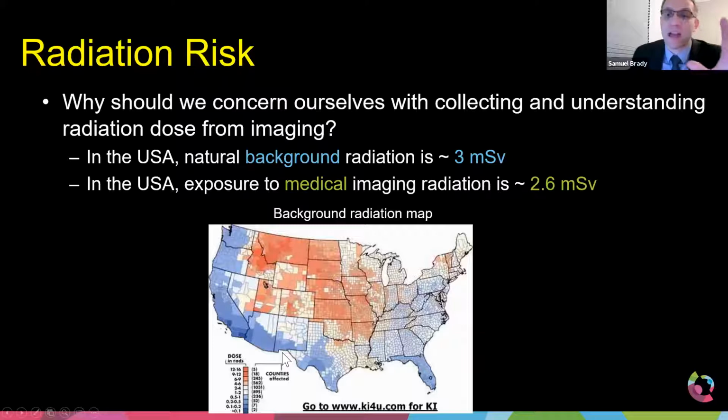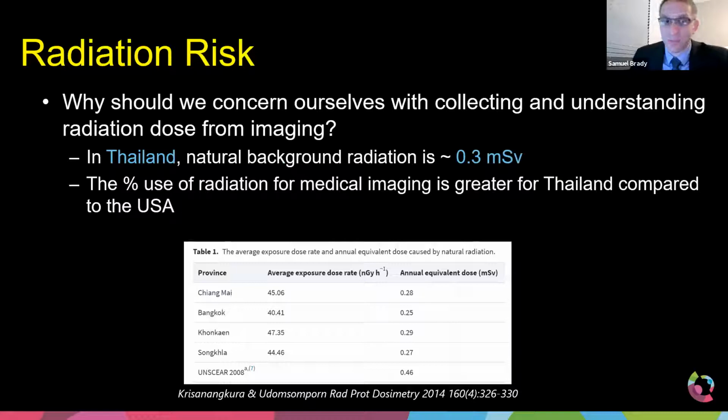So compare that to the average amount of radiation our medical population receives. In the US, it's about 2.6, so on average about a 1-to-1 ratio. In Thailand, in a publication that came out in 2014, they calculated the natural background radiation for you all. The average national background radiation in Thailand is 0.3 millisieverts. So it is a factor of 10 lower in Thailand than in the US.